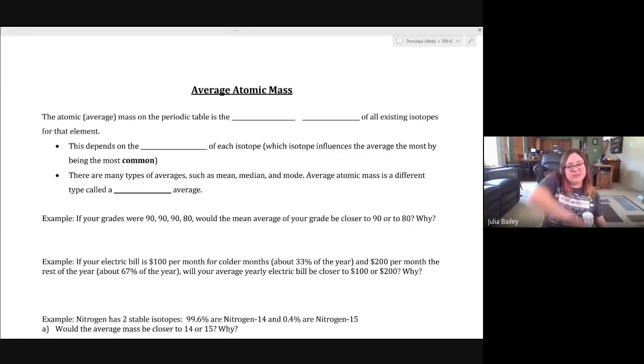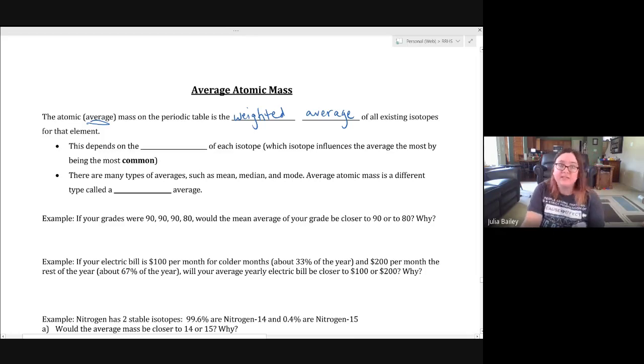Time for the moment you've all been waiting for: average atomic mass. This is where we do some math. The average atomic mass on the periodic table is the weighted average of all existing isotopes for that element.